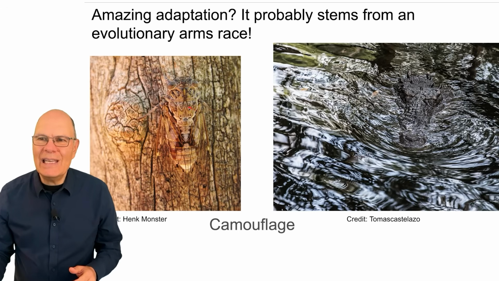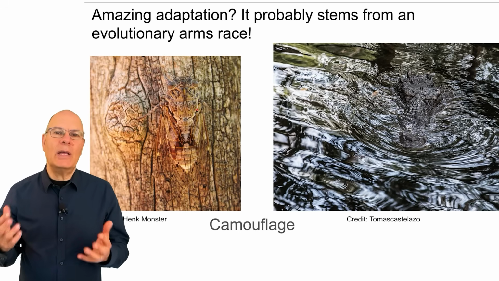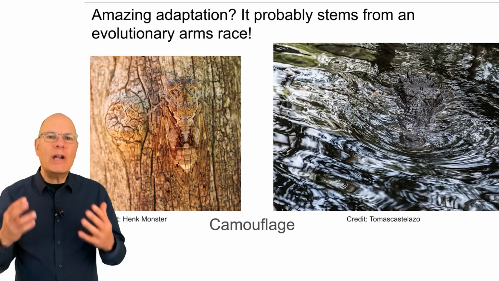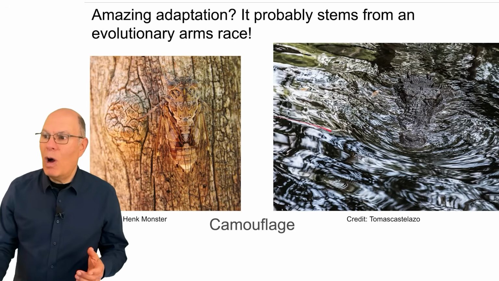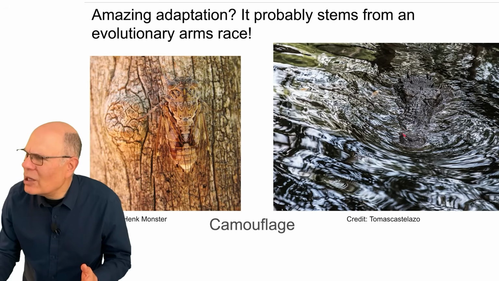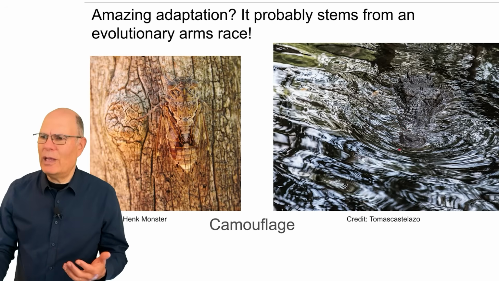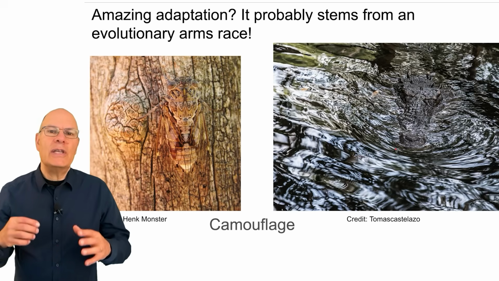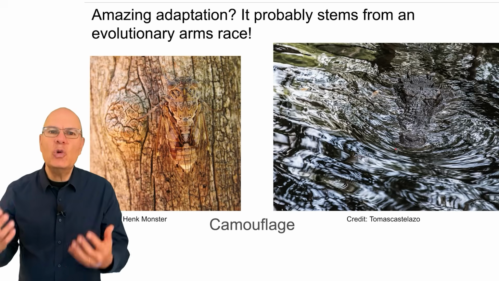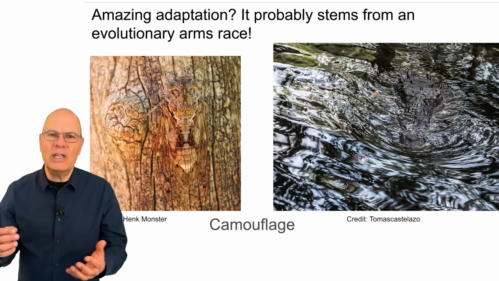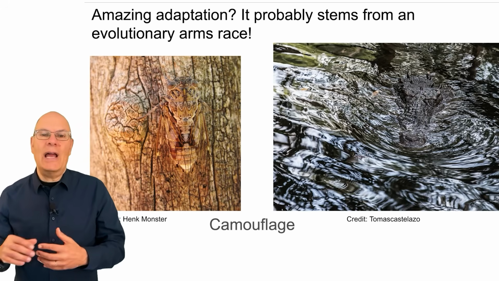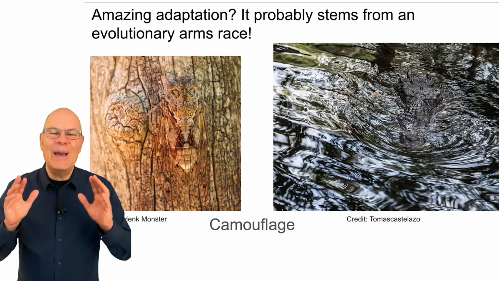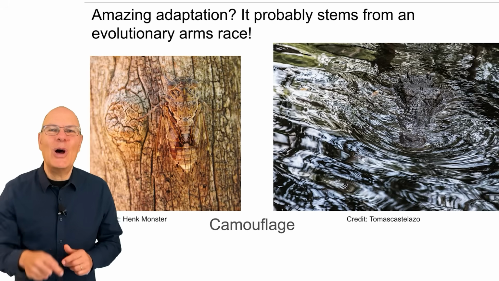Why is this insect so incredibly well camouflaged? Because there's some predator on the end which has incredible visual acuity. Why is this crocodile or alligator so incredibly well camouflaged in the water where it's swimming? Because on the other end, there's a prey organism which has acute hearing and acute vision. And so the alligator has evolved counter adaptations. And so it goes in the amazing pageant of life that we call biology.